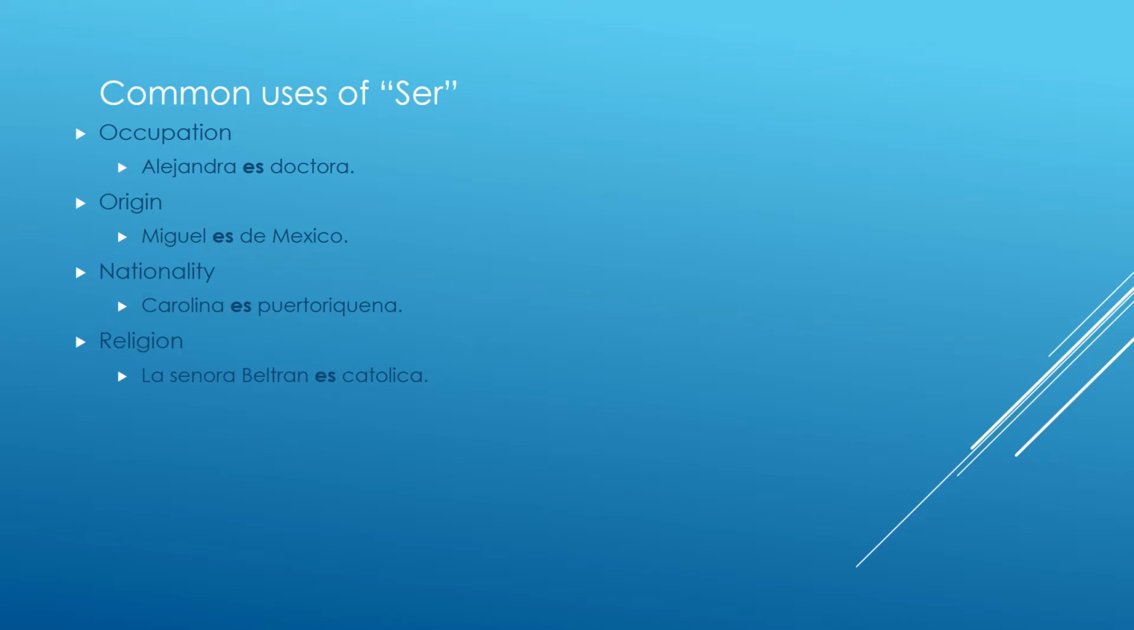Origin. So where is someone from? Miguel es de México. Nationality. Carolina es puertorriqueña. Religion. La señora Beltrán es católica. So origin, nationality, religion, all different ways to say, to be, the verb ser. So it's really important that we learn that. And I apologize, there are a few accents missing on this slide that I just noticed, so please don't go by the spelling of these words.